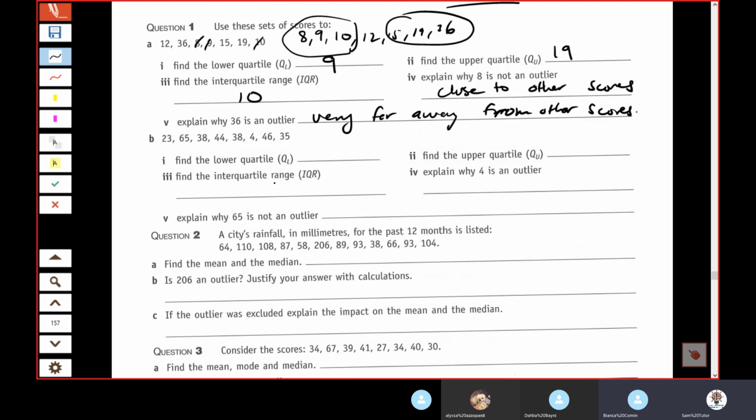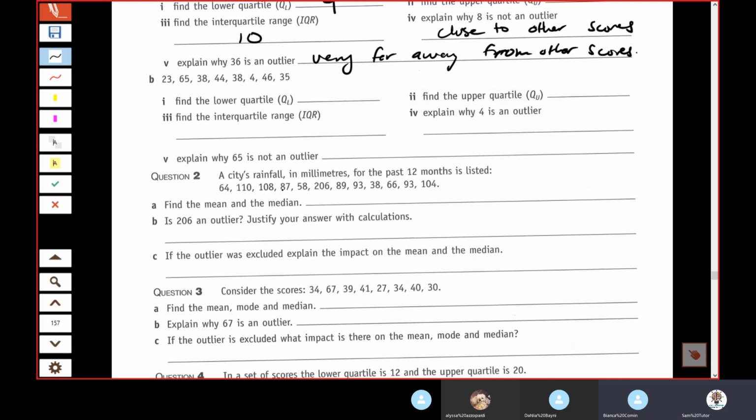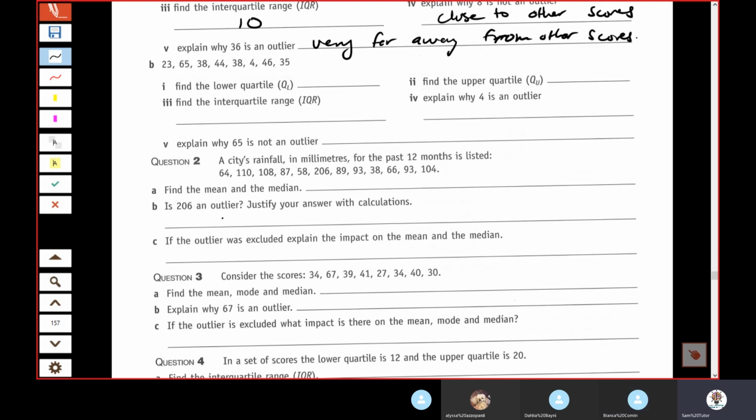Part B is the same, as you can see. Explain why 4 is an outlier and explain why 65 is not. So that's easy. Is 206 an outlier? Justify your answer with calculation. So that's the one. So there is a way of calculating outliers.